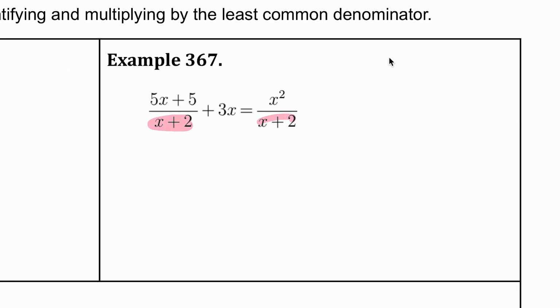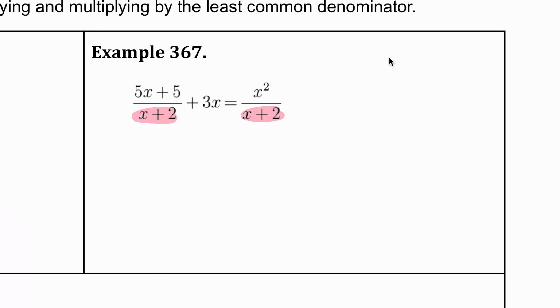I'm going to highlight my denominators. I only have 2 of them, and they're the same, so that makes it really easy. So our least common denominator is just going to be that x plus 2. All right, so to get rid of those, we're going to multiply. Again, one thing you do have to remember here is we're going to multiply every piece by that least common denominator, by an x plus 2.